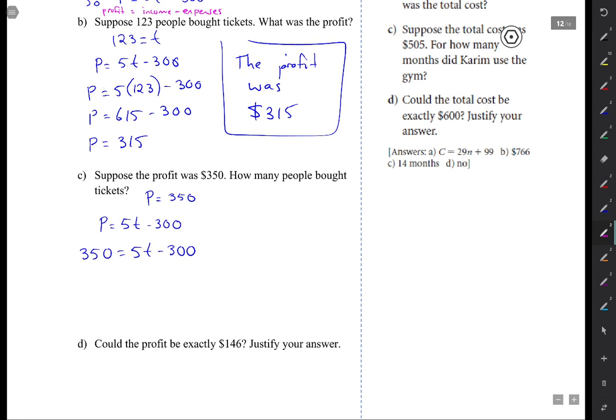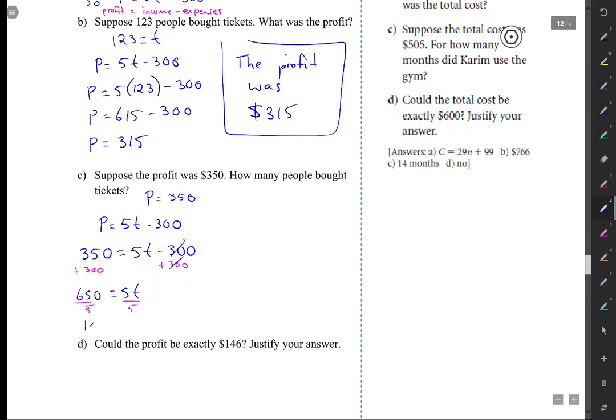So we're going to start by adding 300 to both sides of the equation, canceling that out. So we would have 650 is equal to 5T. And then we are going to divide by 5 on both sides of the equal sign. So 650 divided by 5 is 130. So that is equal to T. So in concluding statement, we will say 130 people bought tickets.